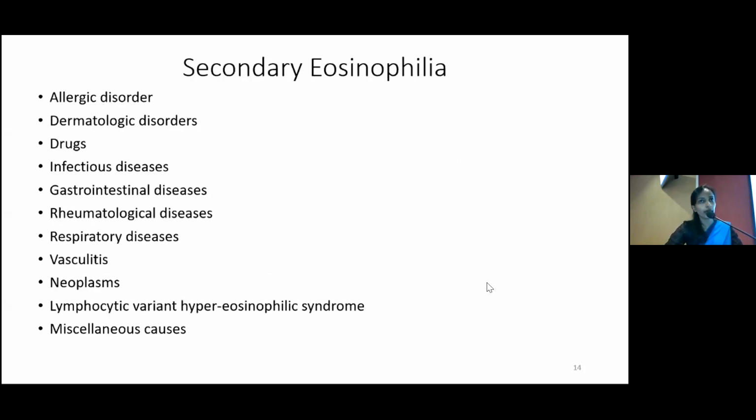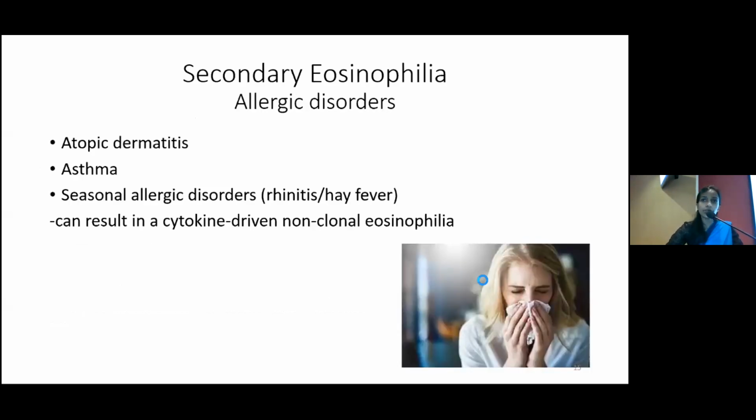Then secondary eosinophilia is when eosinophilia is secondary to some other systemic disease. As you can see here, there are several causes which I will be elaborating during my presentation. Allergic disorders are one such common cause for secondary eosinophilia. So as you all know, common allergic disorders like atopic dermatitis, asthma, and seasonal disorders like rhinitis and hay fever are associated with eosinophilia. So these diseases typically cause a cytokine-driven non-clonal eosinophilia, which is usually mild. But having said that, there were few case reports where asthma was associated with marked eosinophilia rather than mild.